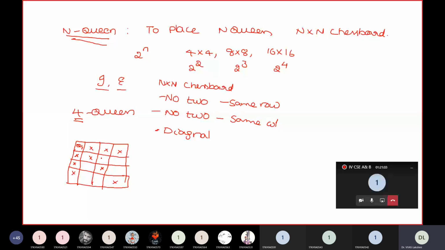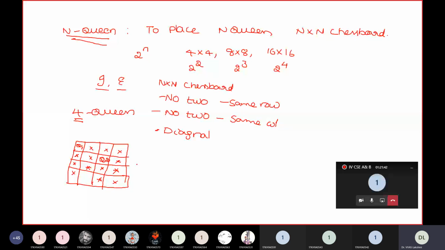That's why the next possible one is the third column. q2 I am going to place here. After that we will move to the next row. Here in the next row, the same row is not possible, the same column is not possible, and diagonal positions, this is the diagonal one and this is also a diagonal one. So there is no chance to place queen 3.